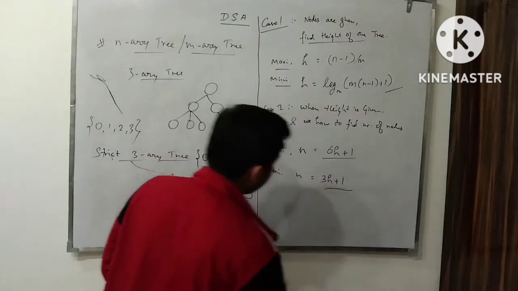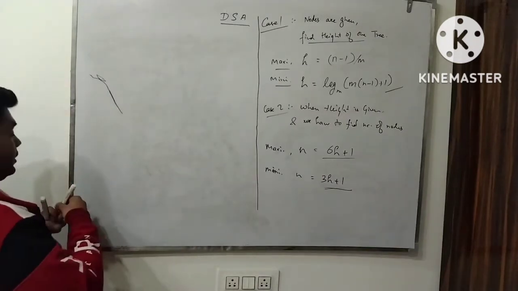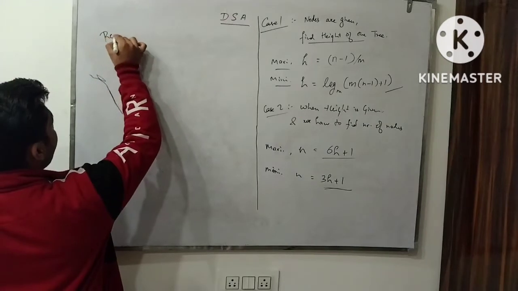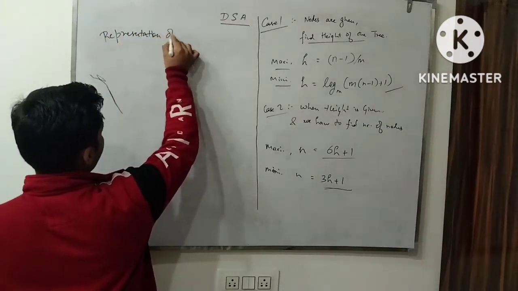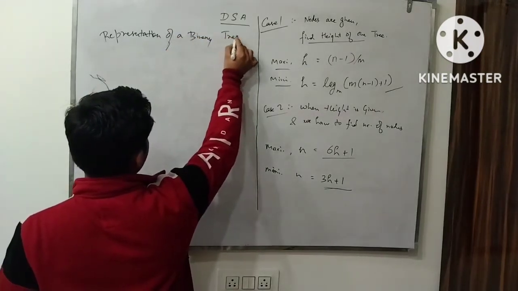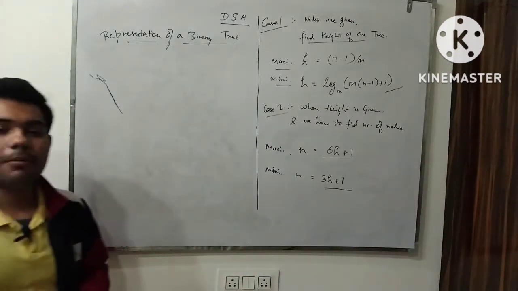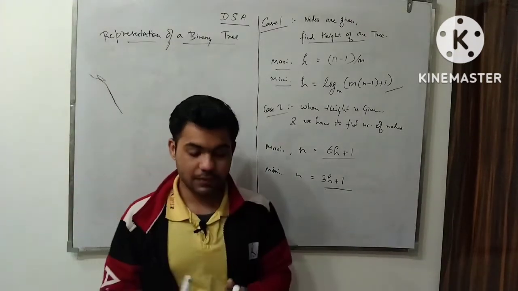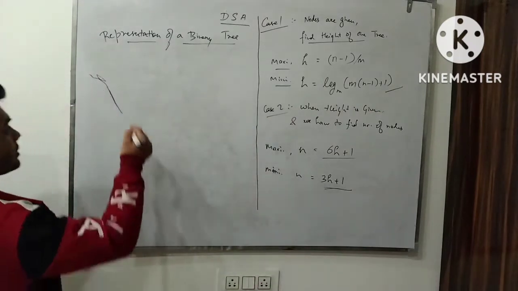Next, let's move to our next topic, representation of a binary tree. We can represent a binary tree in two ways. First is like an array and second is like a linked list.